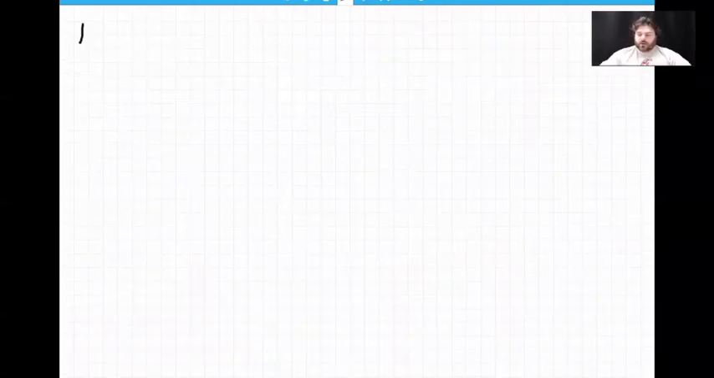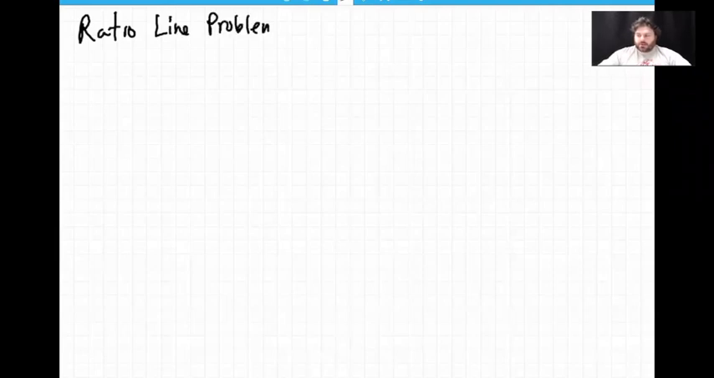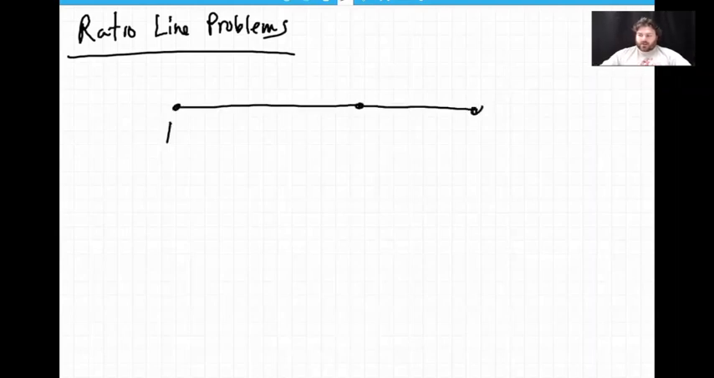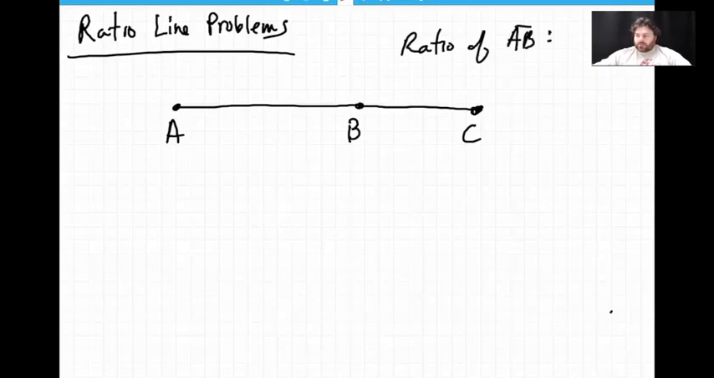All right, so the last thing we're going to talk about is ratio line problems. So what it is, they give you this line, and they'll label these points, you know, A, B, C. Sometimes you have more, D, E, and F, whatever. But here's the thing. They're going to give you a ratio. So they'll say the ratio of AB to BC is 3 to 1. Okay, so what that means is whatever length BC is, it's 1, and the length of AB is 3. That's one example, because that's the ratio 3 to 1.